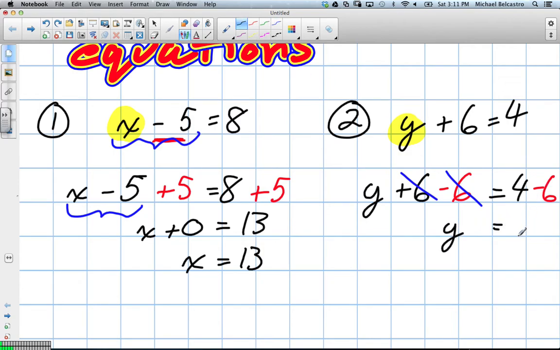Now what is 4 subtract 6? -2. So in this case, y is -2, and that makes sense because if we plug in -2 plus 6, we would get 4. So we know that's right also as our check.